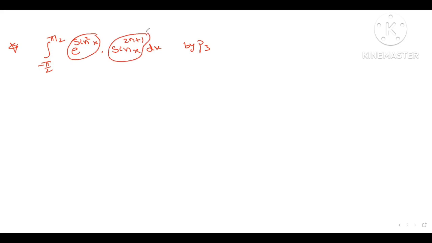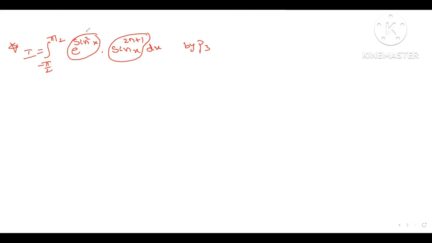Okay, let us go to the next problem. Integral minus pi by 2 to plus pi by 2 of e to the power sin square x into sin to the power 2n plus 1 x. Here, by using property number 3, e to the power sin square x is an even function. Sin to the power 2n plus 1 x is an odd function. So the integration of an odd function will be 0. This answer will be 0.